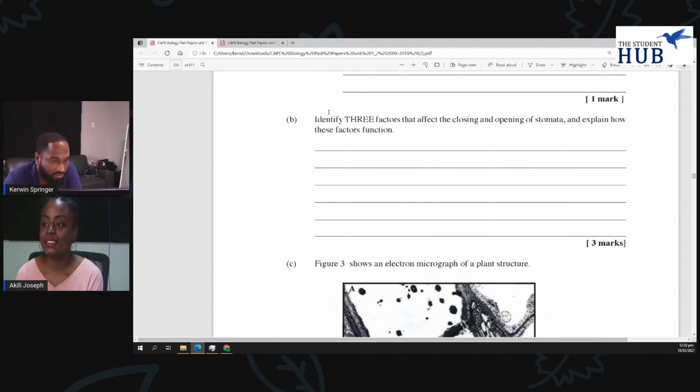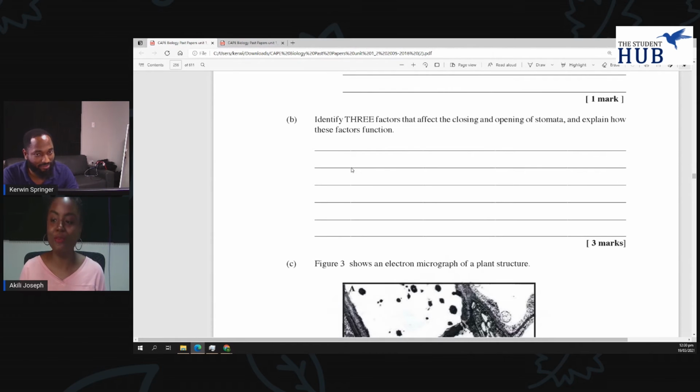Then they ask us to identify 3 factors that affect the closing and opening of stomata and explain how these factors function. So yes, it's only 3 marks, but I like to structure my answers as 1, 2, 3. If they ask for 3 factors, I put 1, 2, and 3 and write my factors next to it, right? But it's not only about identifying the factors, it's also about explaining how these factors function. Generally, this is a 3-mark question, so you don't need your whole life story, right?